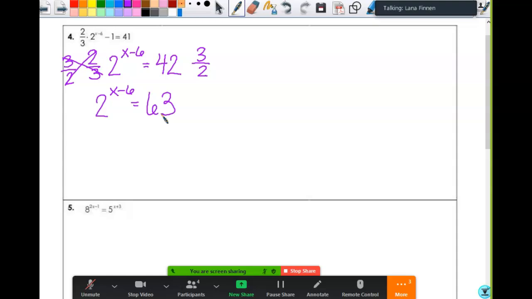So now I have an exponential, can't get a common base, so I'm going to take the log of both sides. So the natural log of 2 to the x minus 6 power equals the natural log of 63. Oh, I told y'all I was going to let you finish. Okay, you finish this one up. Find x for me.